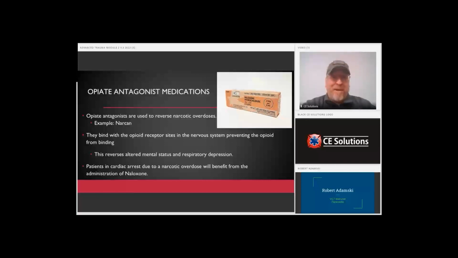BLS before ALS, people. Our next medication is naloxone, Narcan, which is an opioid antagonist medication. This is used to reverse, as we all know, narcotic overdoses. As EMS providers here in the United States, we're dealing with an epidemic of opioid addiction. That epidemic only got worse during the global pandemic of COVID, or SARS-CoV-2. So we're dealing with this on a regular basis.